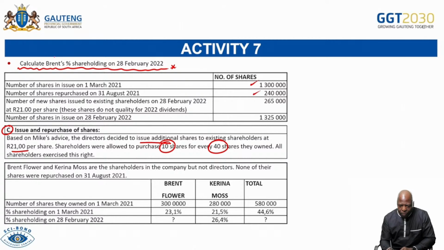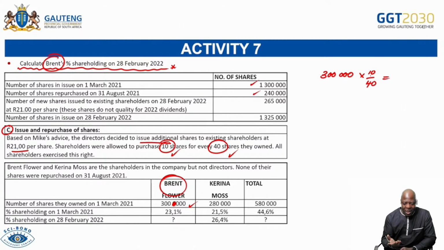Let's come to Brent. We are focusing on Brent. Brent at the beginning, on 1 March, had 300,000 shares. So Brent has 300,000 shares at the beginning. And then he has been given the opportunity to buy 10 shares for every 40.